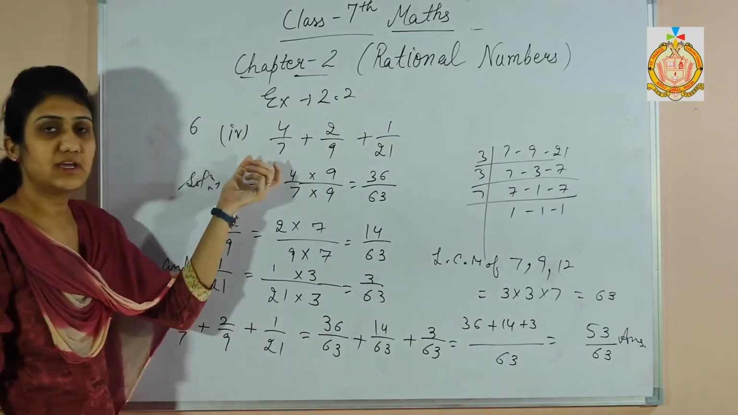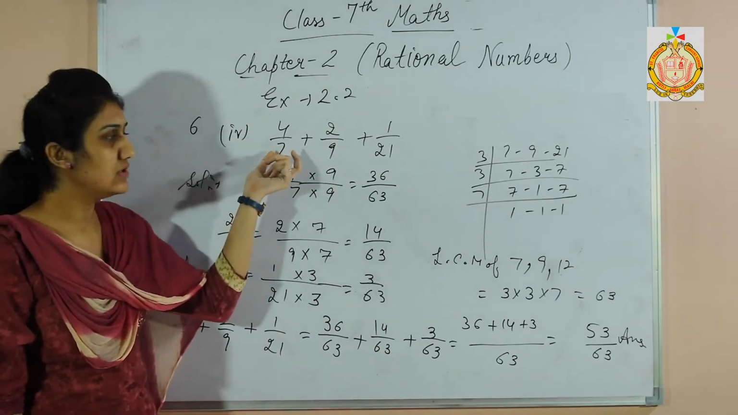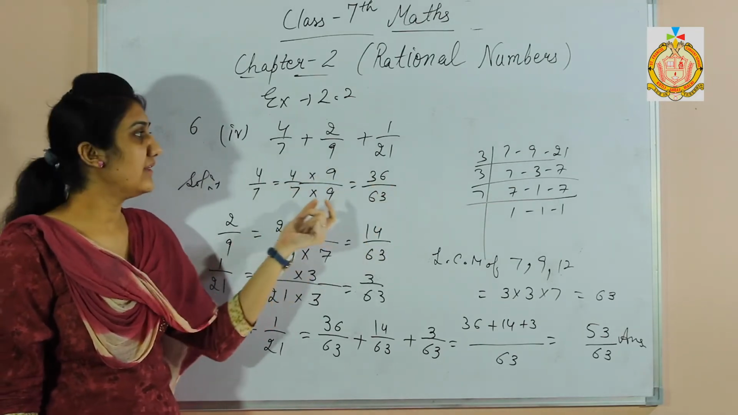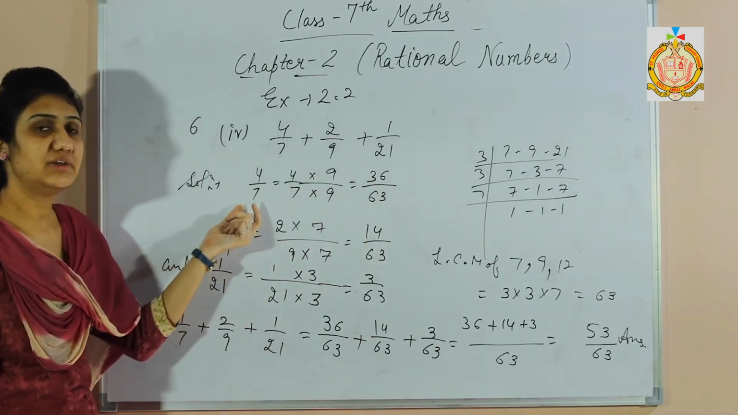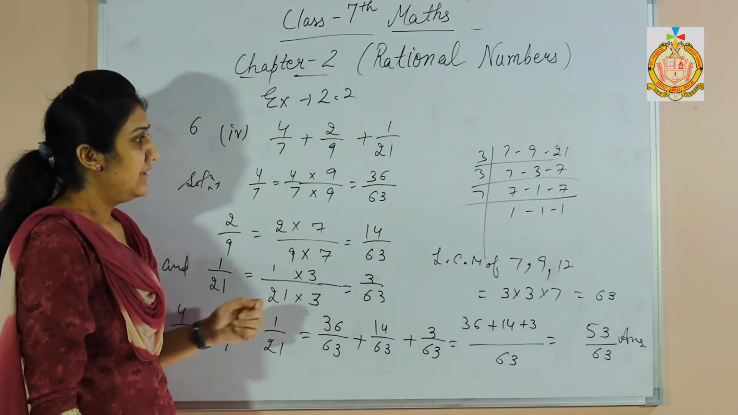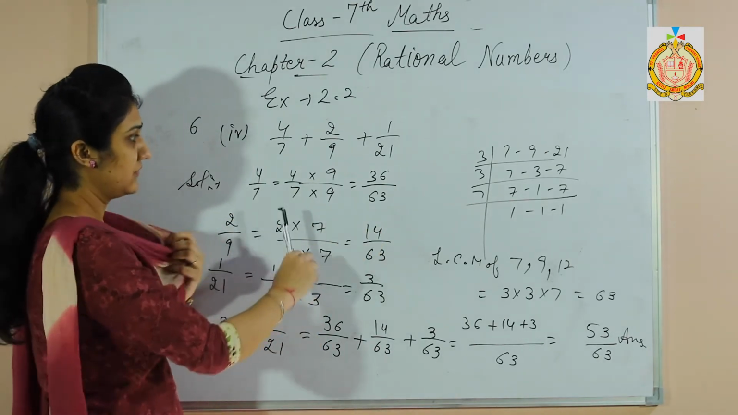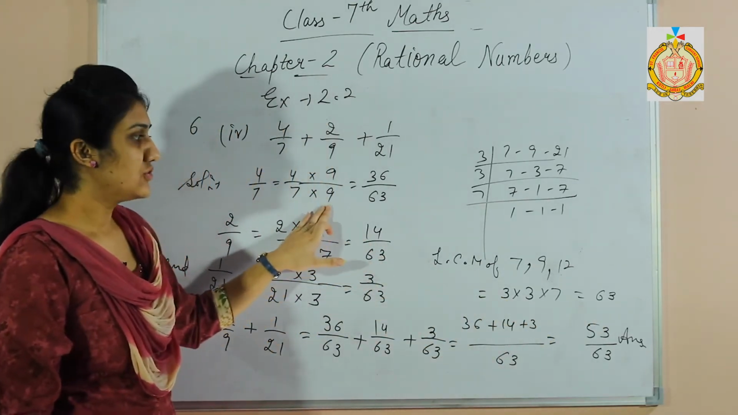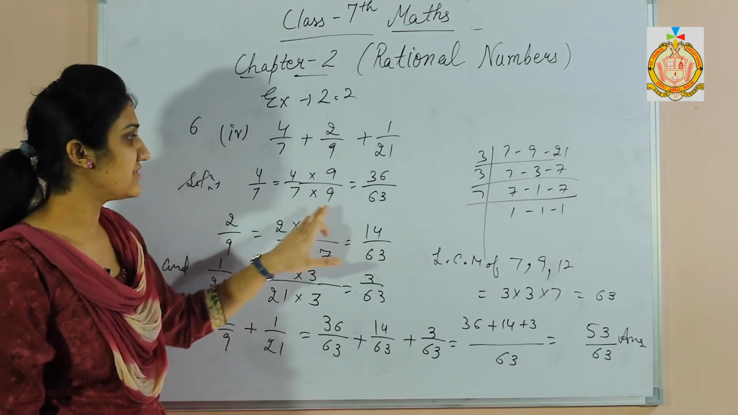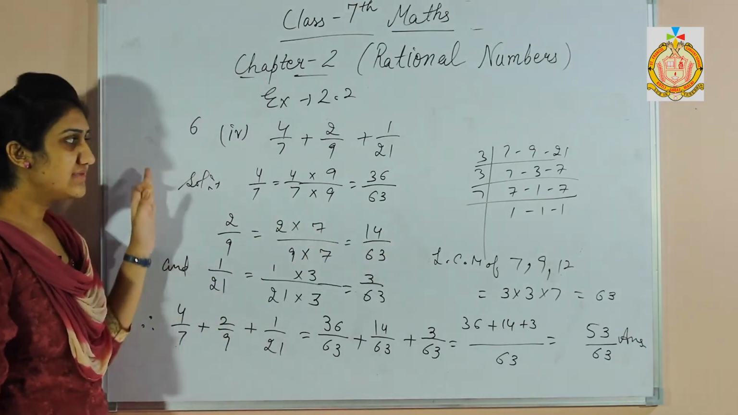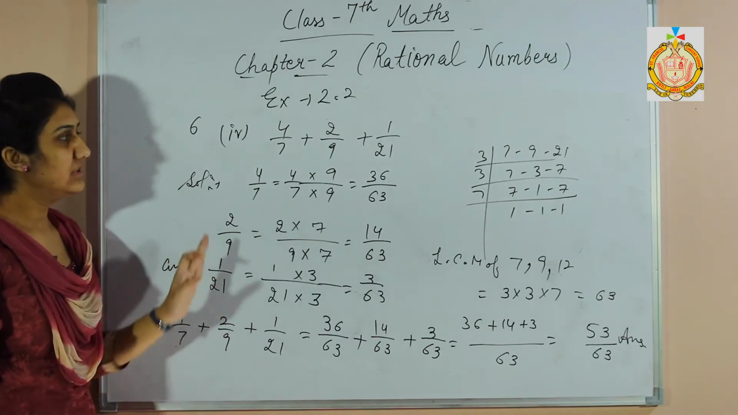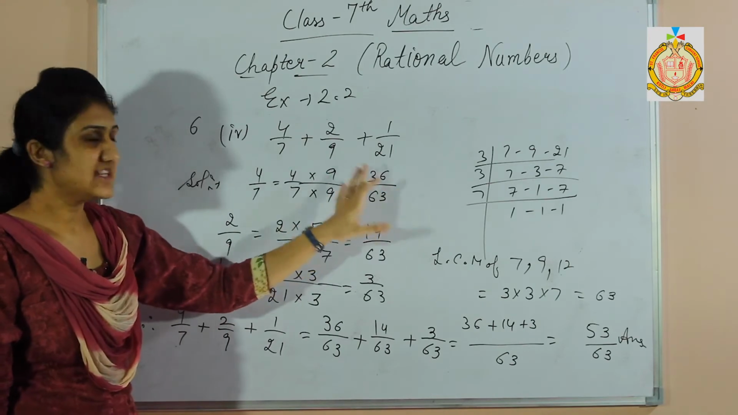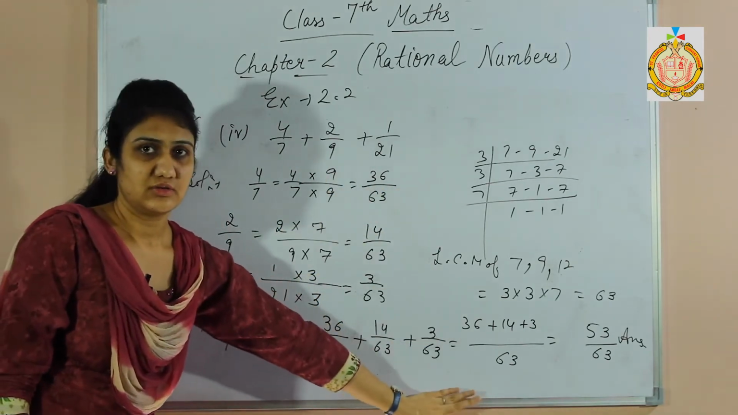So to do these type of sums, first take the LCM, then take the denominator as the LCM, and divide this number with 63. If you divide 63 by 7, you will get 9. So multiplying 9 to make 7 into 63. In this way you have to solve the sums with unequal denominators. First make the denominator same and then add the terms.